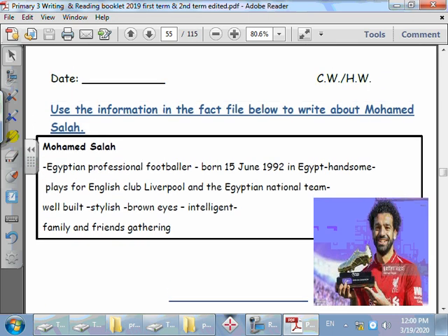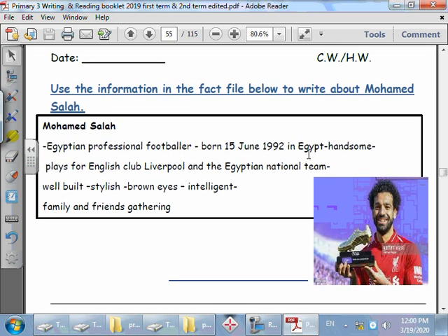Next here, you boys, of course, you're so excited, yes, because you can see Muhammad Salah's picture. So here it says, use the information in the fact file below to write about Muhammad Salah. So here you have information about him. You're going to use this information to write about him.